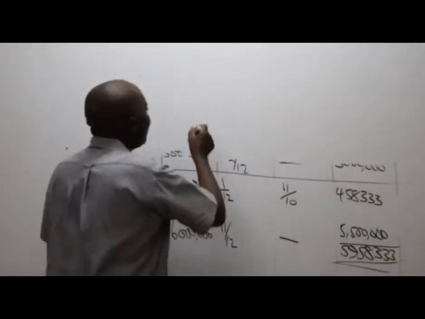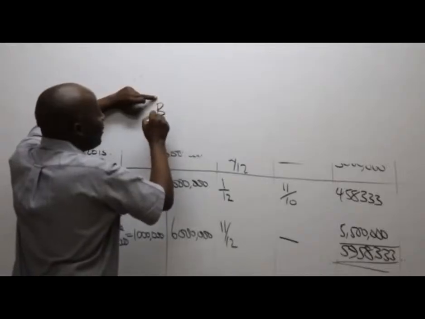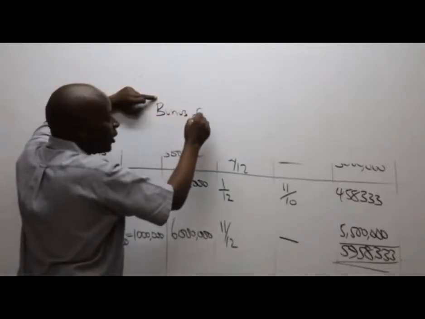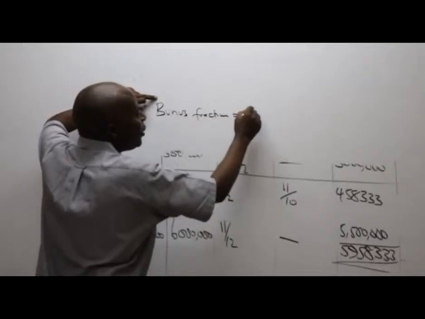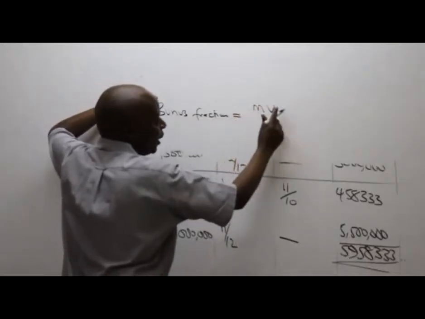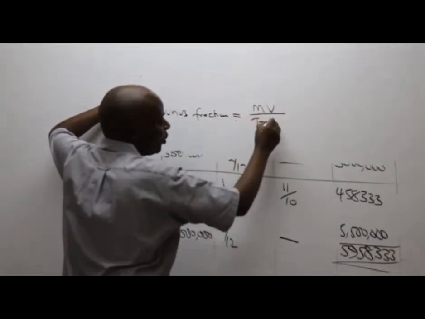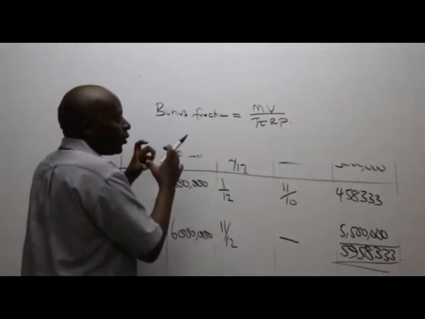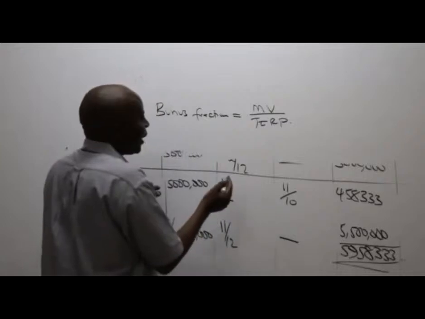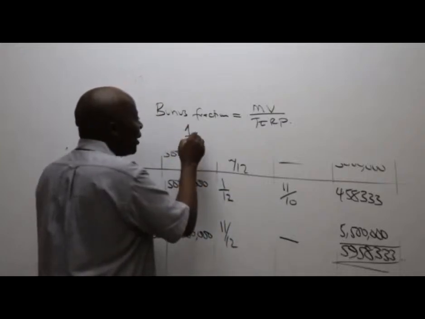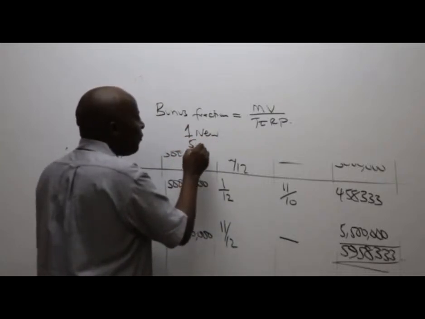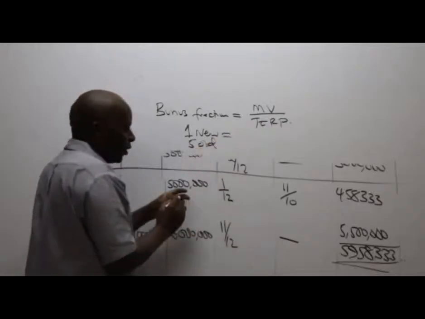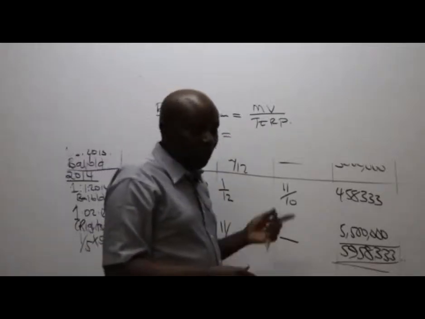This fraction we call the bonus or rights fraction, bonus fraction. What we've done is to take the market value before the rights divided by what we call the theoretical ex-rights price. And remember, to get the theoretical ex-rights price is very easy. Like here they have told us it is 1 new for every 5 old shares. That is what they have told us.